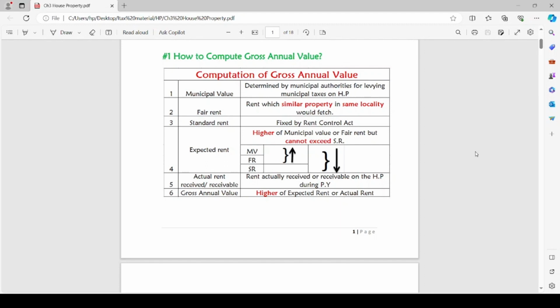Then comes actual rent received or actual rent receivable. Rent actually received during the previous year or receivable on the house property during the previous year is actual rent received or receivable.